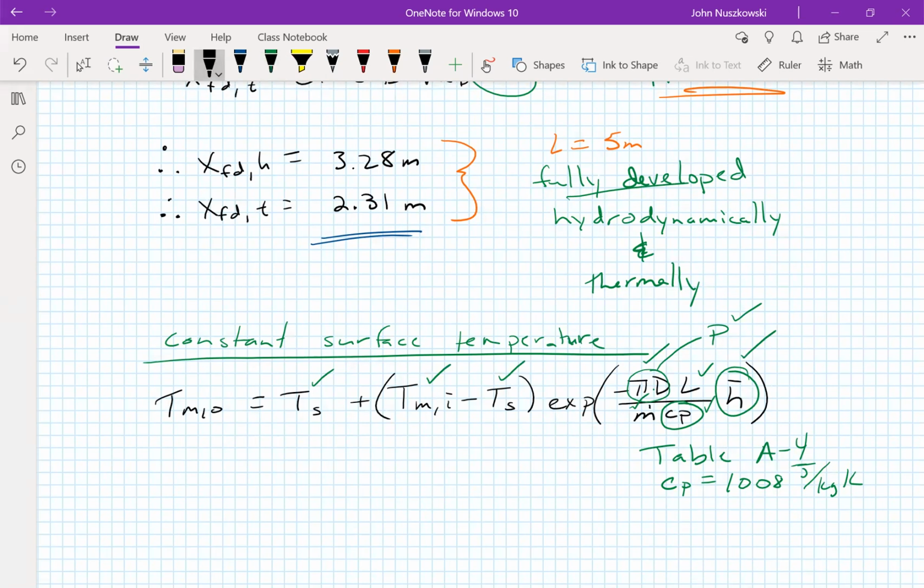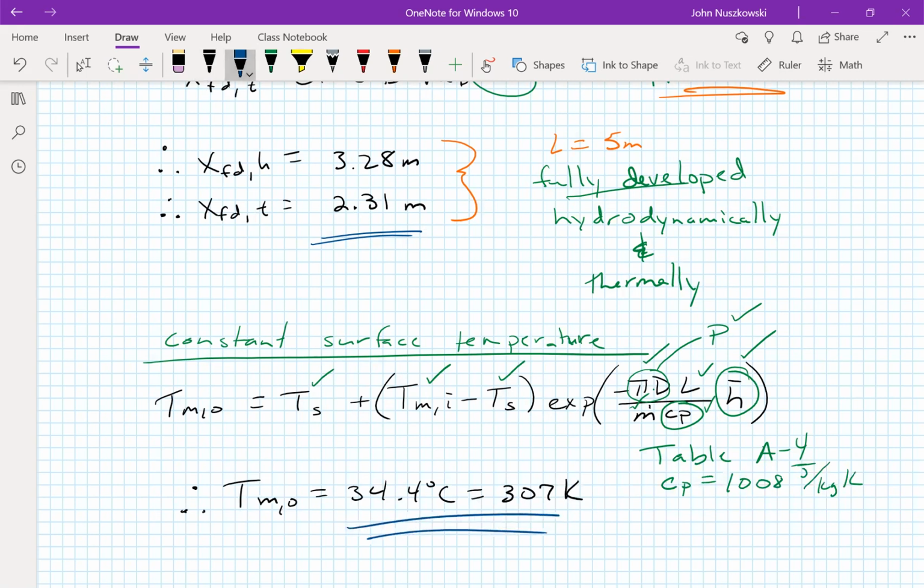So then the outlet temperature ends up being 34.4 degrees Celsius, which is 307 Kelvin.